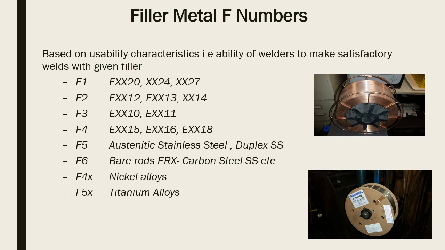And then you've got these things down here. F6 is generally, unless you're doing TIG welding, gas tungsten arc welding, bare rods. So you could have F6 material being used as gas tungsten arc welding or gas metal arc welding, but they're different processes. So the welder wouldn't be qualified.